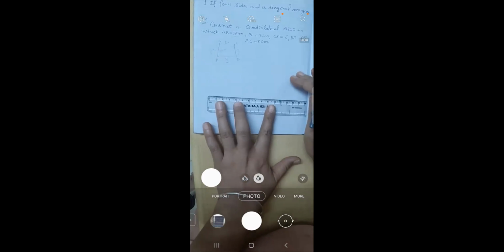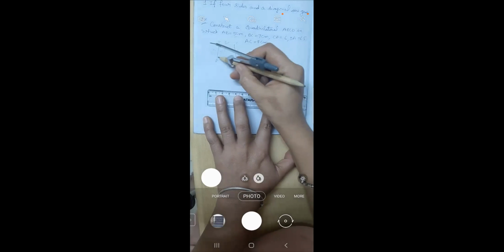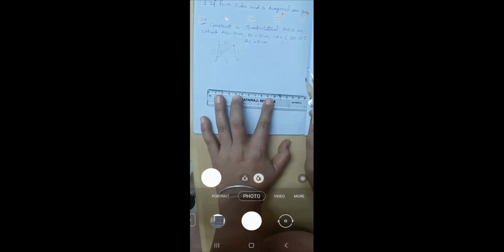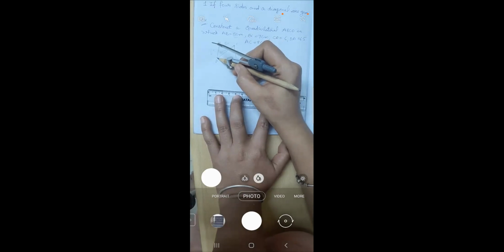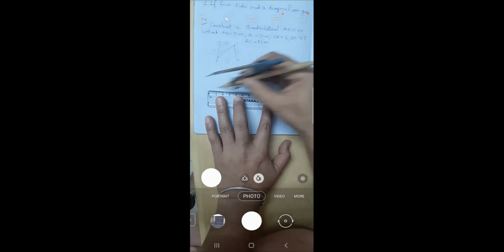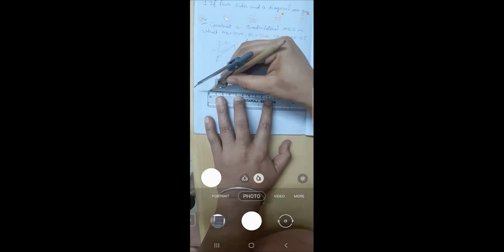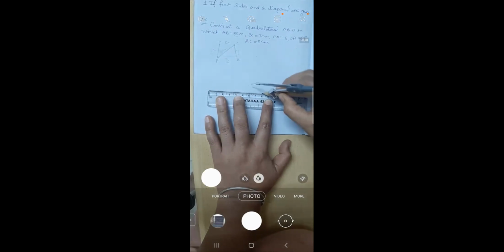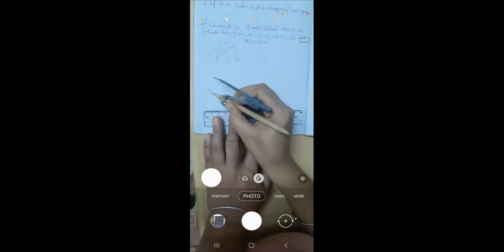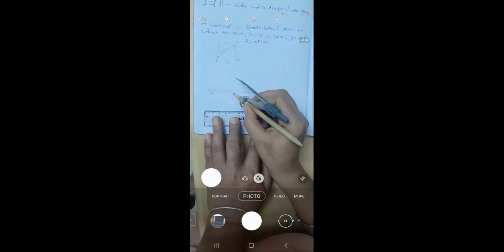How will you construct? See, if a diagonal is given, then every time start with the diagonal only. In our construction, first draw the diagonal as the first line. Diagonal is of 8 centimeter. 8 centimeter will be from 0 to 8. I have drawn this line 0 to 8 centimeter, and this will be AC. And this is 8 centimeter.